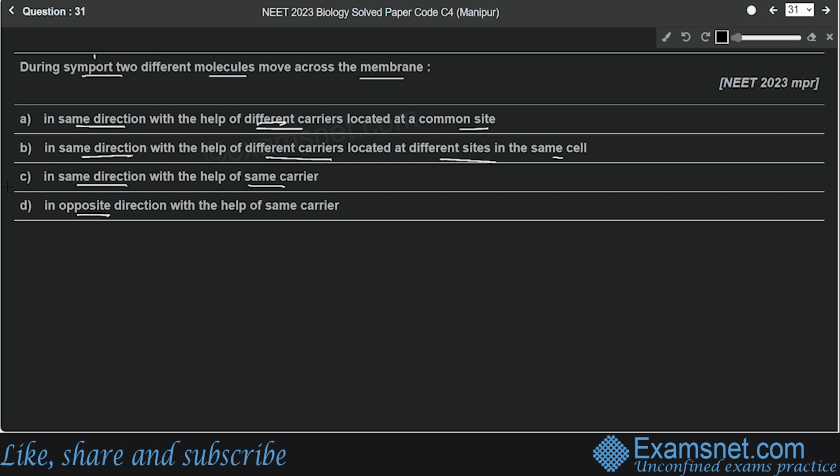So we know that symport is a type of transport mechanism that takes place in the plasma membrane or cell membrane of the cell. And in case of symport, two different molecules move in the same direction, and with the help of the same carrier proteins. Therefore, option C will be the correct answer.